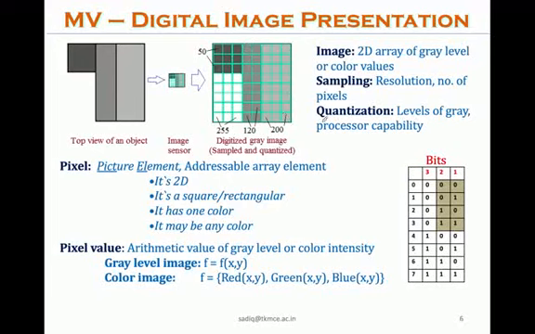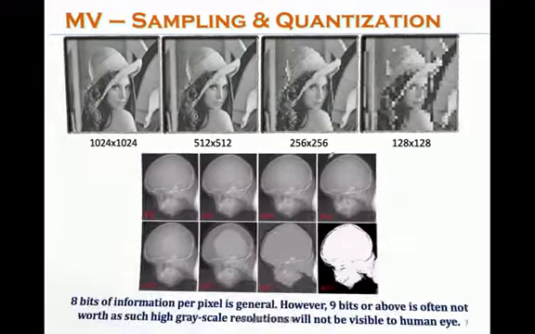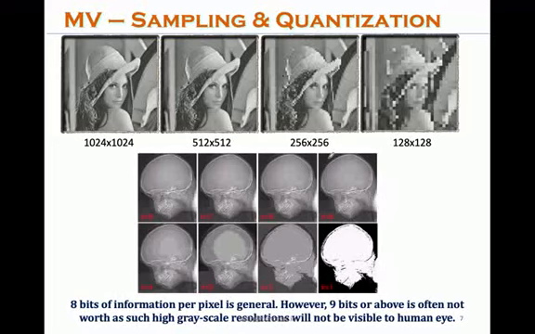Quantization is another word that says about the level of gray that can be processed by the system. That means for each pixel, how many gray levels can be detected independently, that depends on the processing capability. I will explain this in the next session with another set of diagram.